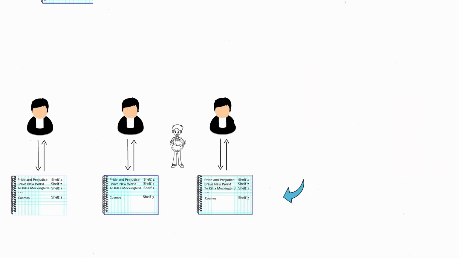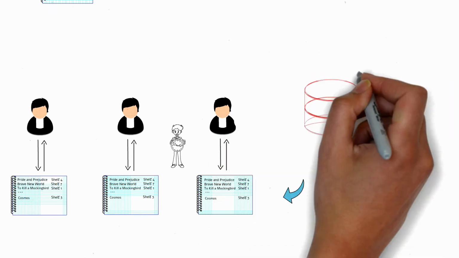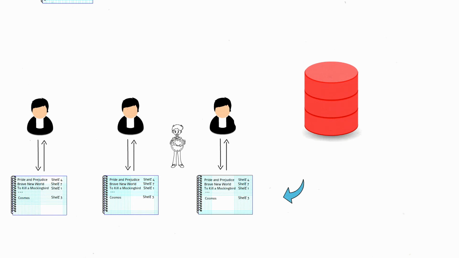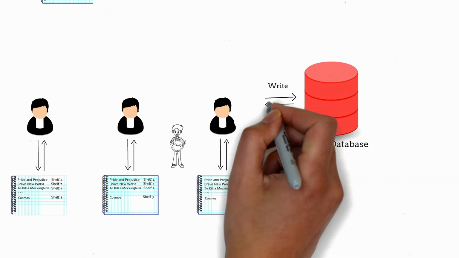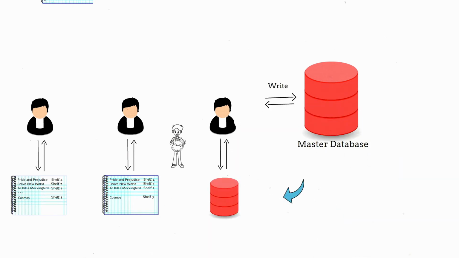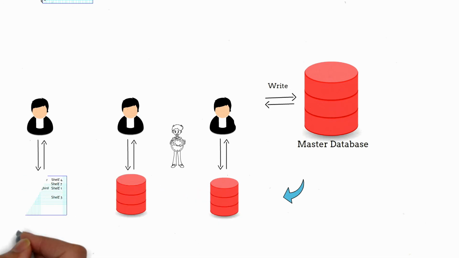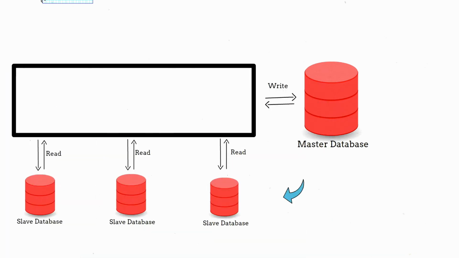In technical terms, this main record over here is called the master database. All the write operations happen here. These secondary records, which our employees were using, are called slave databases. That is where the read operations happen.